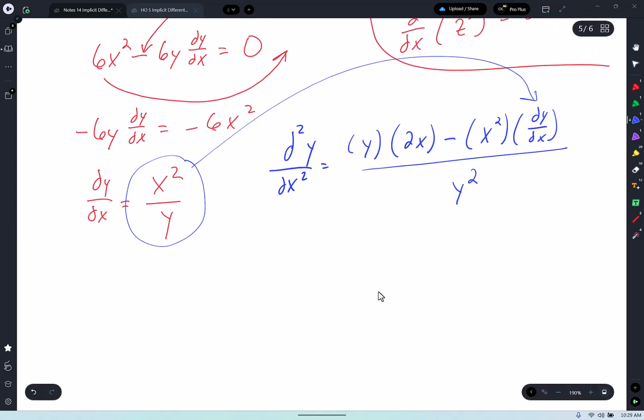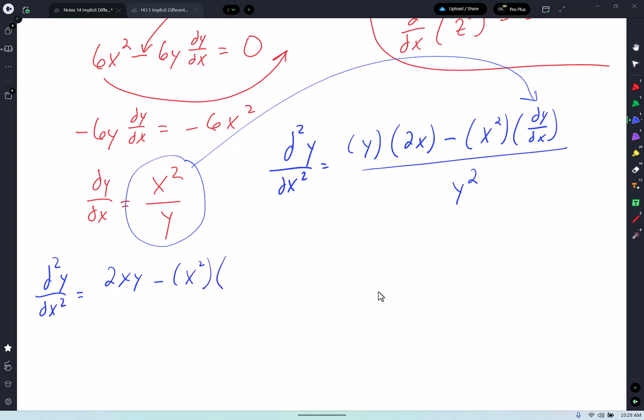So here we go. The second derivative with respect to x, so there's how you write it. 2xy minus parenthesis x. I'm going to go slow. The dy dx is x squared over y squared. So catch up to there. I'm going as slow as I can, guys.